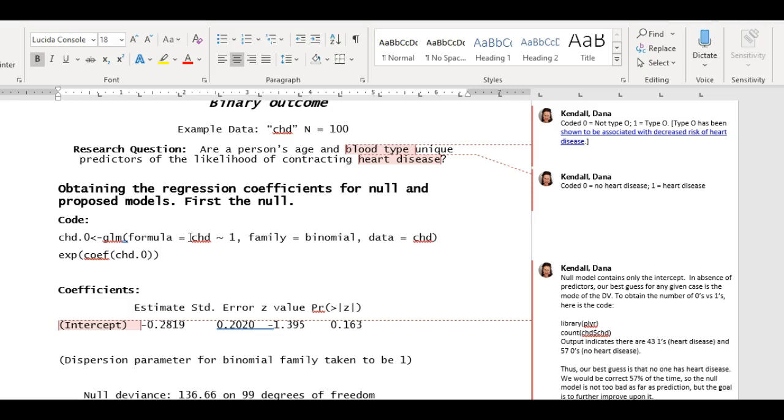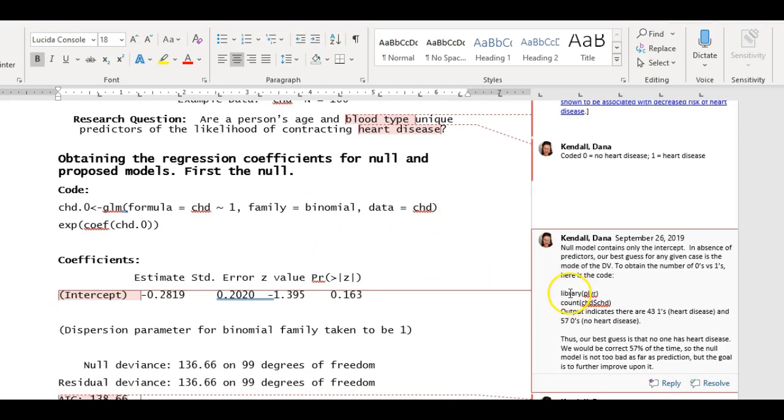So in this case, I showed you in this comment, by the way, some code. The package dplyr has a nice easy count option for us. We don't do a lot of data cleaning, data manipulation in this class, but there are some times when some of these things are helpful. When we did the count and I ran this code, we see that there are 43 cases of heart disease out of the 100 people in the sample. And then there are 57 no's, 57 zeros.